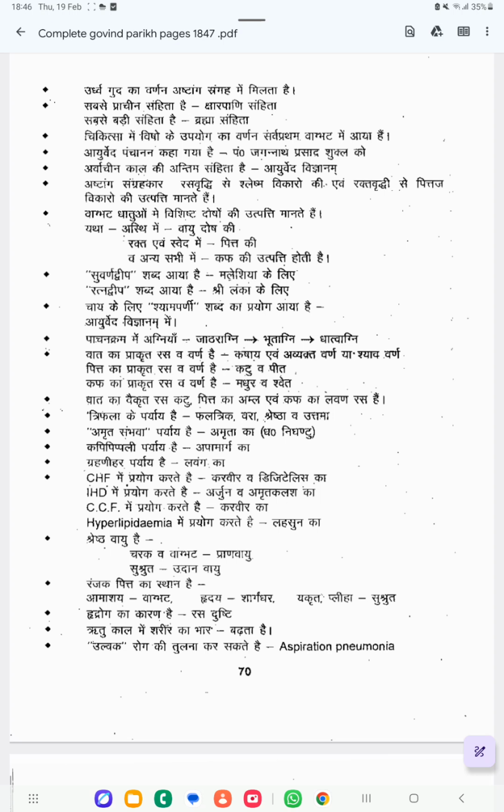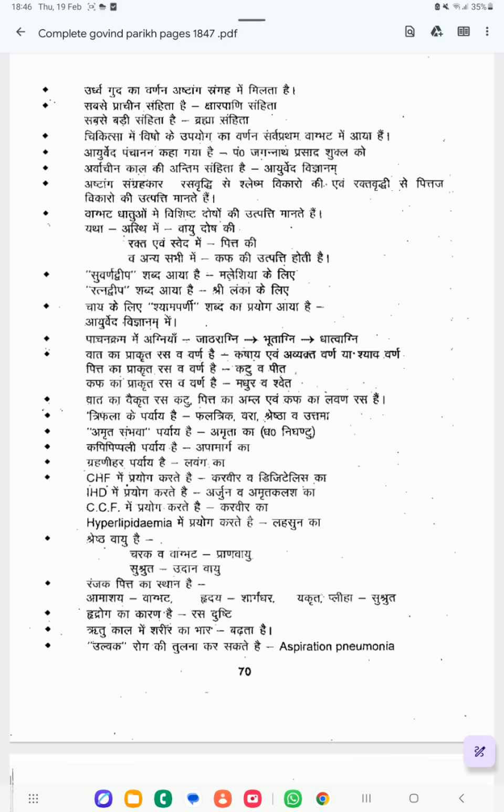Then Shreshtha Vayu. According to Charaka and Vagbhata, Shreshtha Vayu is Prana Vayu. But according to Sushruta, Shreshtha Vayu is Udana Vayu. Okay. Then Ranjaka Pitta Sthana. According to Vagbhata, Ranjaka Pitta Sthana is Amashaya. According to Sharangadhara, it is Hridaya. According to Sushruta, it is Yakrit and Pliha. Okay, the function of Ranjaka Pitta is to give color, rase ranjanat. Its main function is giving color to the rasa.